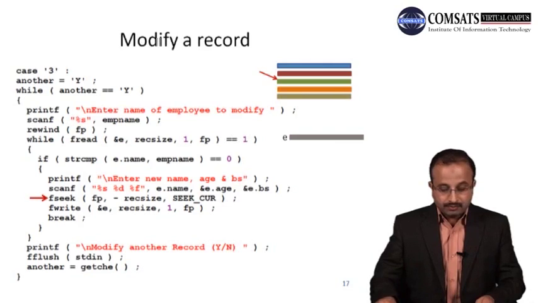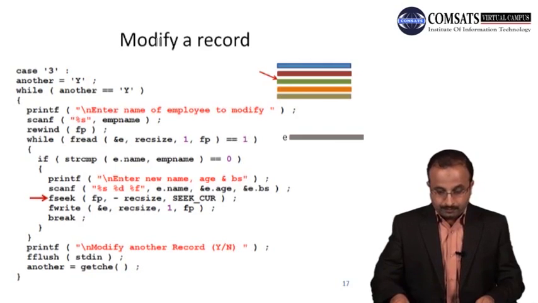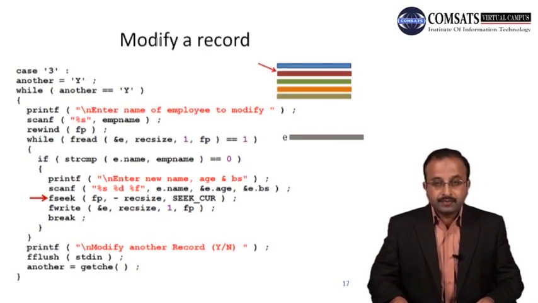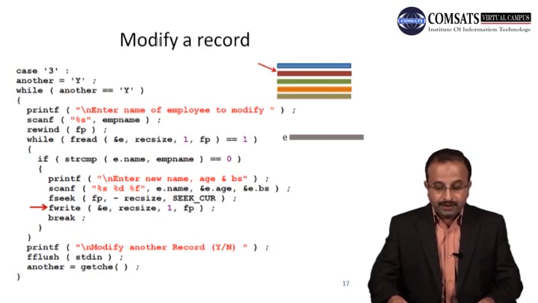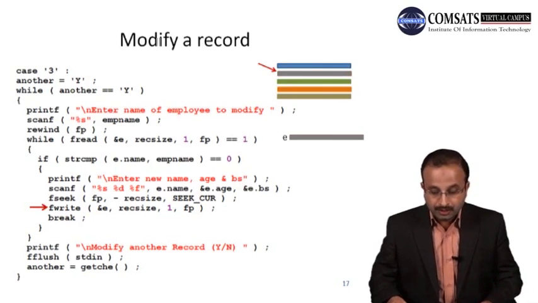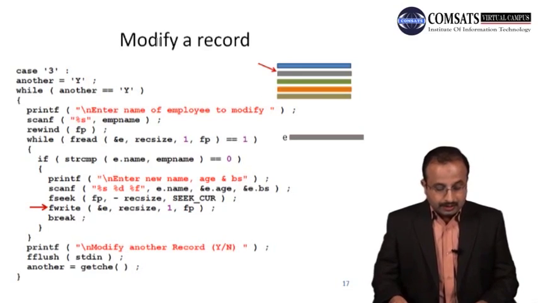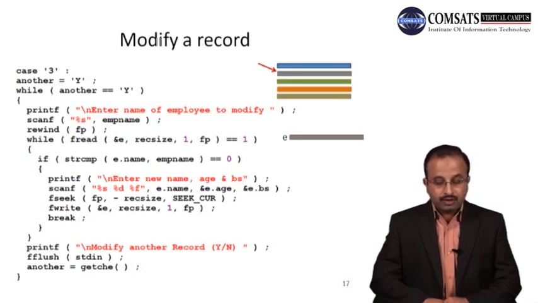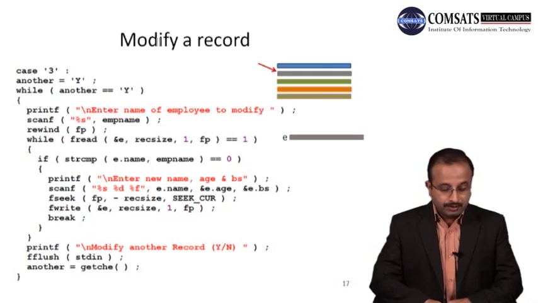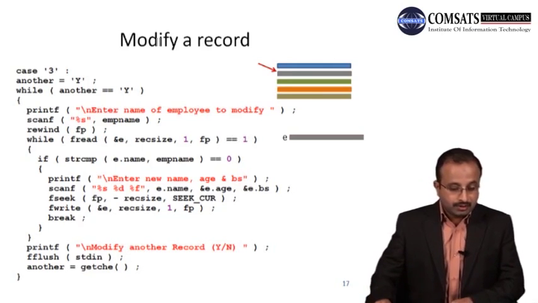But जब fseek function successfully execute हो जाएगा, then the file pointer will be pointing to the second record, and then we have a fwrite function. Using the fwrite function we can write the content of this new record in that place, so the content is written. Then we have a break statement, so the while loop will break, while loop break हो जाएगा. Break होने के बाद you have a message, modify another record, yes no. If you enter yes, the same process will be repeated. ठीक है? The same process क्या है?